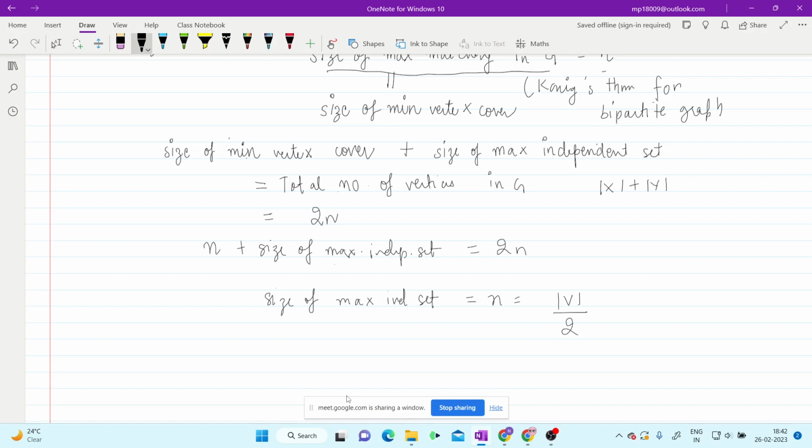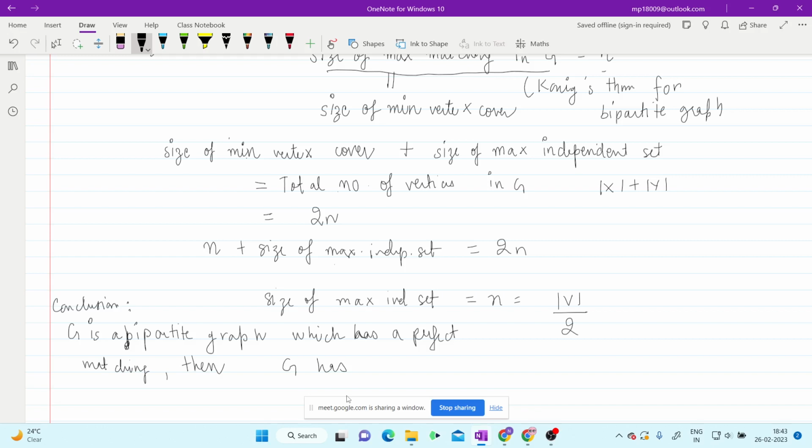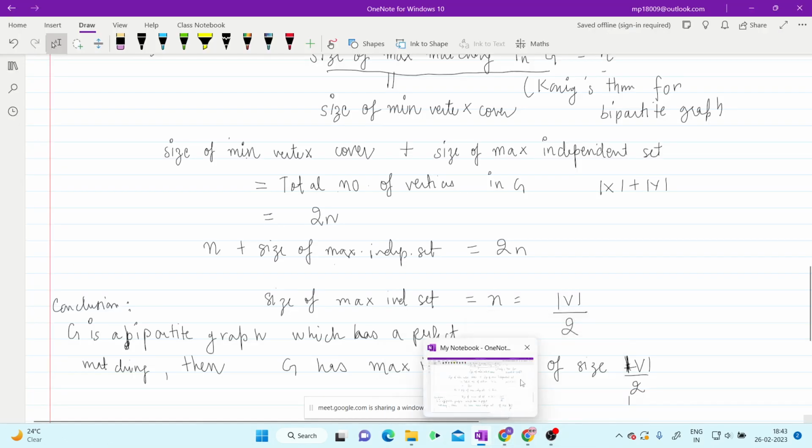So is this clear that, so now what we have got is the conclusion that if G is a bipartite graph which has a perfect matching, then G has maximum independent set of size total number of vertices divided by 2. So is this question clear to everybody?